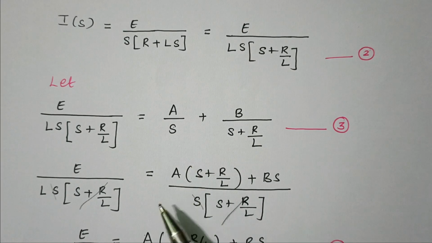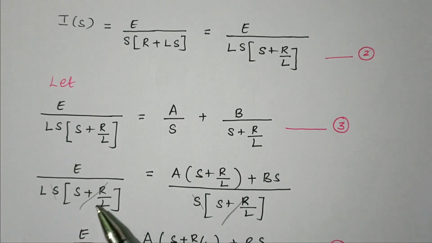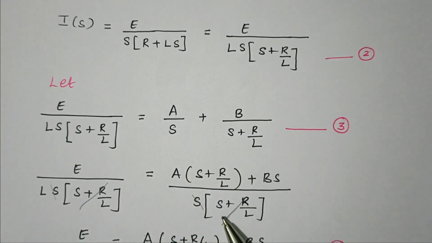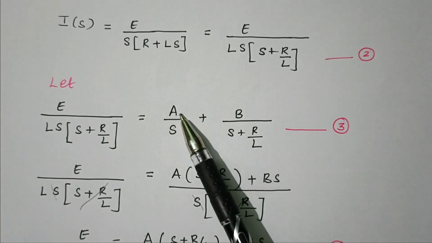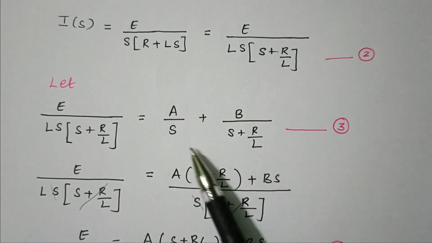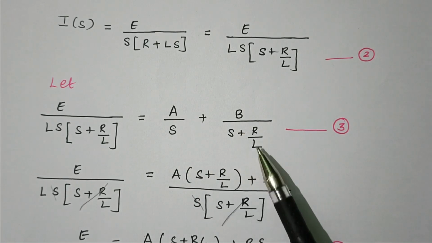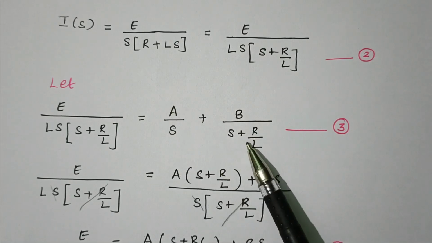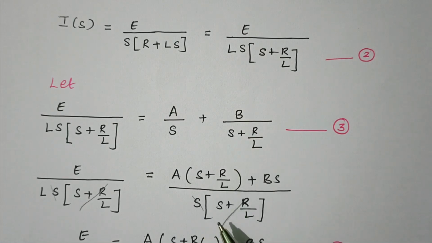Now we can go for the simplification. So this term E divided by L into S of S plus R by L equals, take the LCM, S into S plus R by L. Here S is available, so it is multiplied with this term. Here S plus R by L is available, so multiplied with the S, right? So A into S plus R by L plus B into S. This term is multiplied with A, this term is multiplied with B in order to simplify.